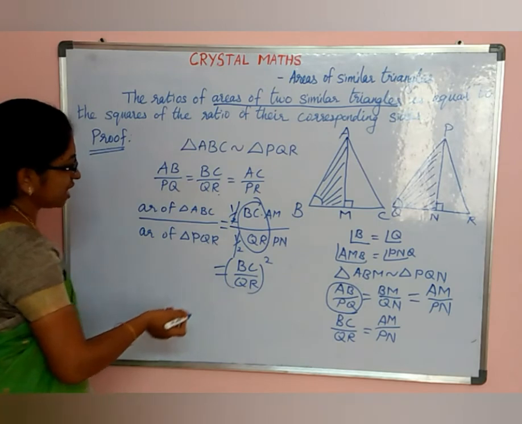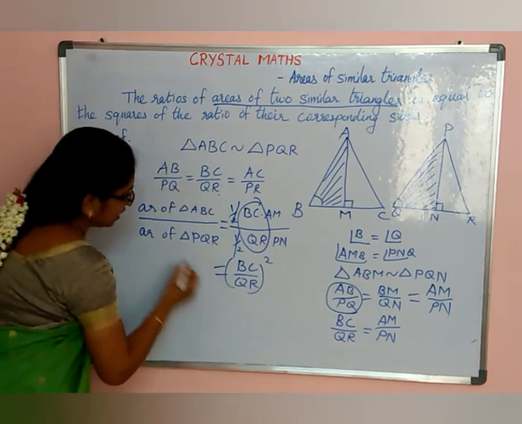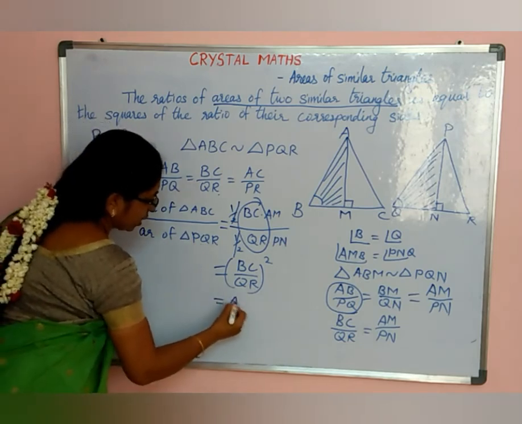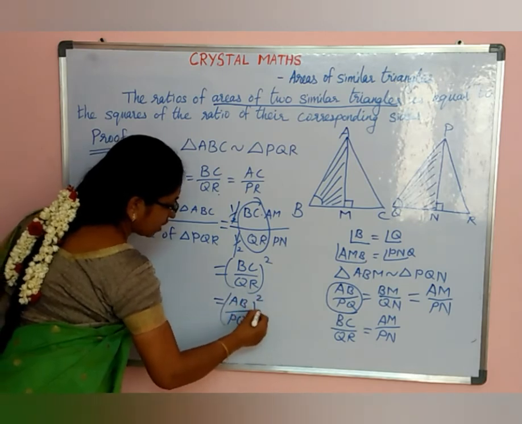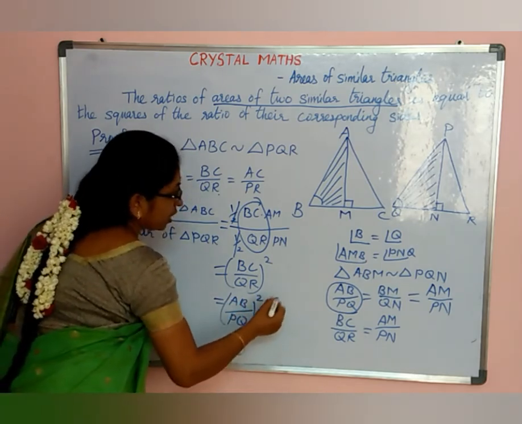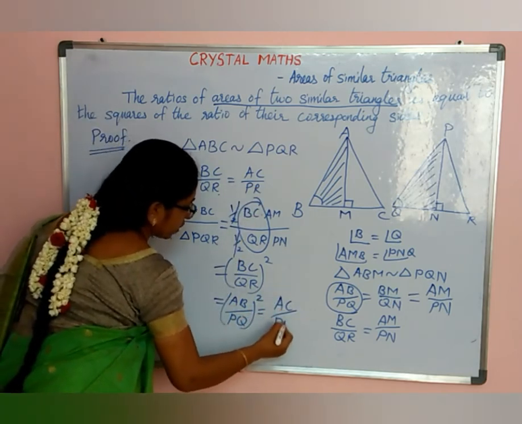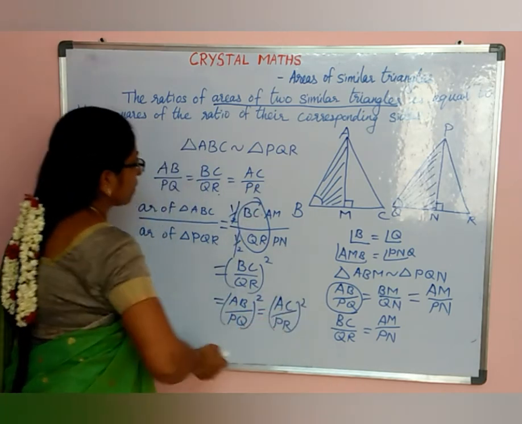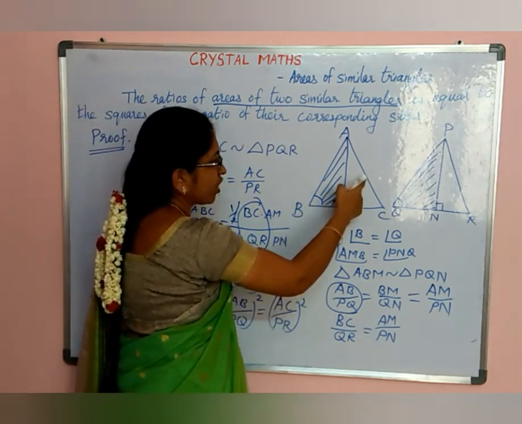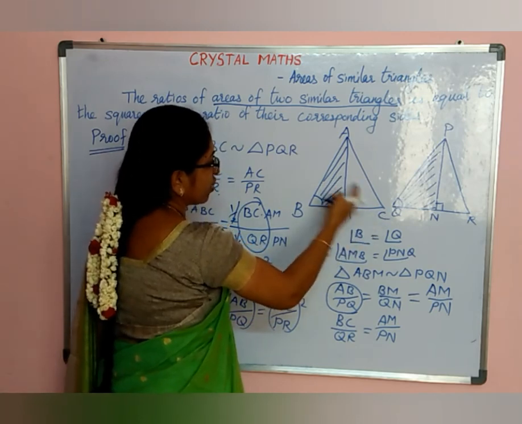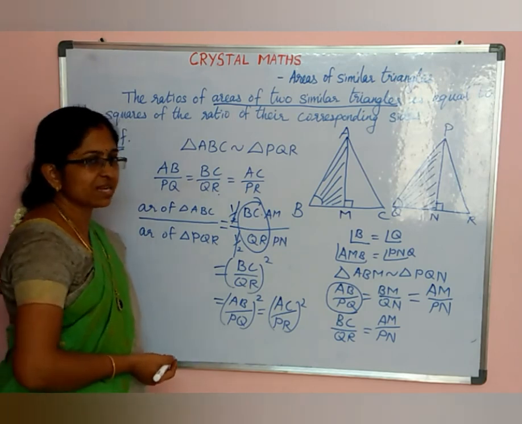Similarly, this will be equal to AB by PQ the whole square as well. This will be equal to AC by PR the whole square also. Instead of drawing the perpendicular to the side BC, if we draw it to AC or to AB, we will get the remaining two results easily.